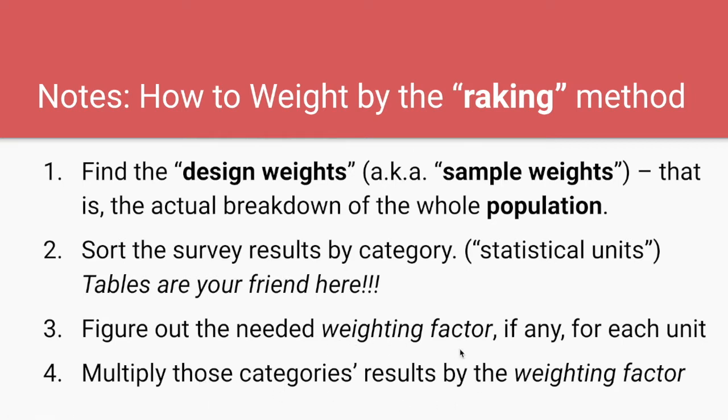The weighting factor will be some kind of decimal, either above or below 1, and we'll multiply every response given by women by the weighting factor for women. For example, if 9 women said yes, we'll multiply that 9 by the weighting factor for women. If 10 men said no, then we will multiply that 10 by the weighting factor for men, and so forth.